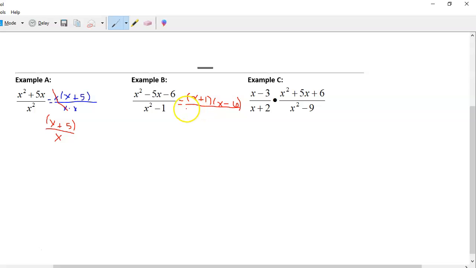In the denominator, that looks just like my difference of squares method. So I know my factor pattern is the square root of both of those terms, and it's the plus-minus factor. So I should have an x plus 1 times x minus 1. Now, to simplify this rational expression, I am going to cancel out common factors from top to bottom. So the x plus 1 factors cancel. I'm left with an x minus 6 over an x minus 1.